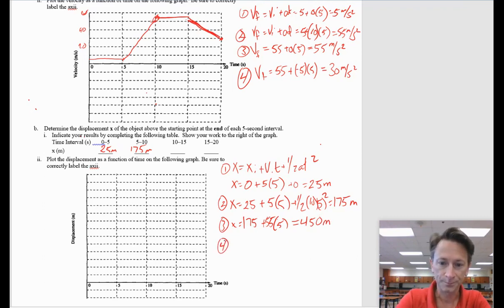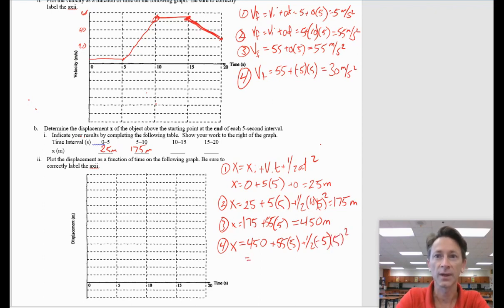And then for part 4, last time, fourth verse, same as the first, we're going to put our initial position in, 450. That's where we're at the beginning of this section up here. And then we come downward. So our initial velocity at the beginning of that section is 55. We're going to be changing it for 5 seconds plus half of the acceleration, which is -5 times 5 squared. And when you throw that into your calculator, you end up with 662.5 meters as our x value. So this one is 450.